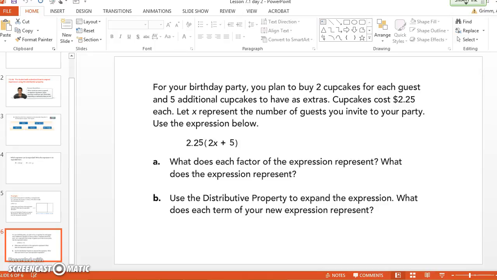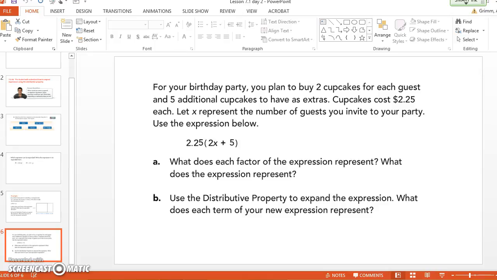So tell me, there's three numbers up there. Tell me what one of those three represents. Tell me what one of those three, Jonathan. Which number? 2.25 is the cost per cupcake. Very good. That's what one of them is. Somebody tell me another one. Haley. 2x represents 2 cupcakes per person.